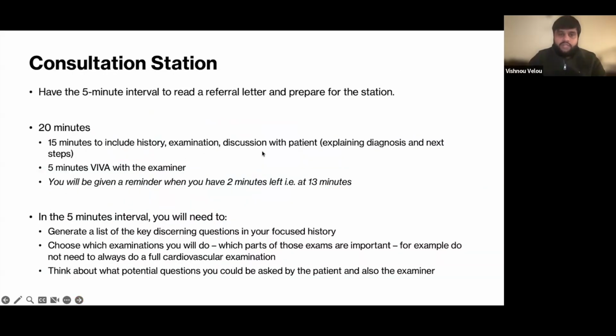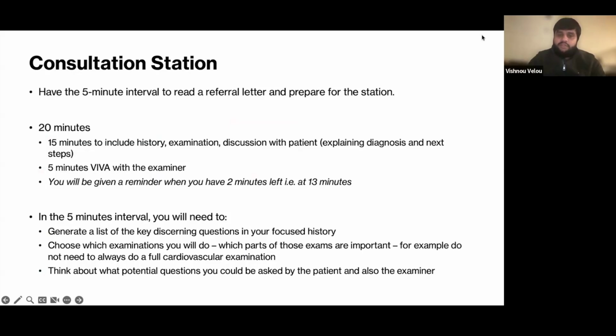So, what is the consultation station? You have a 5 minute interval to read a referral letter, usually from a GP or someone else, to prepare for the station. The station itself is 20 minutes. The 15 minutes includes history, examination and discussion with the patient. The patient has a list of questions they're going to ask you, all written down and prepared. I'm going to try to show you some of what they have, so you're aware of the detail that is possible.